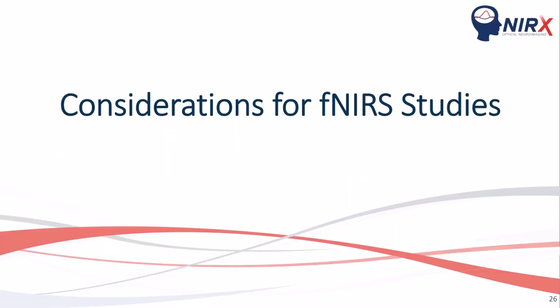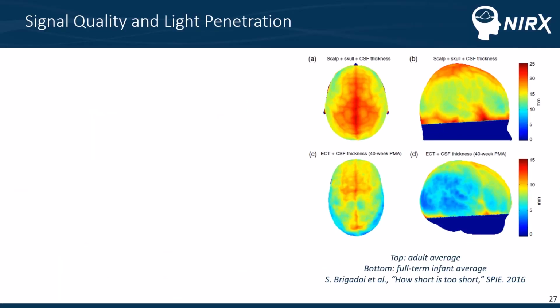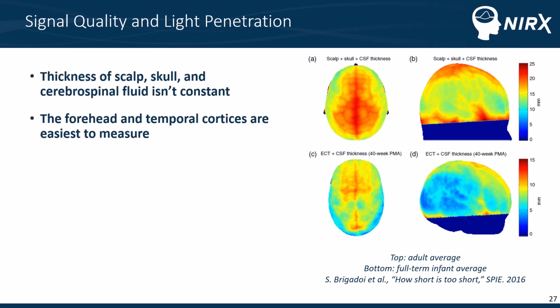Okay, considerations for fNIRS studies. Signal quality and light penetration. So we talked about signal to noise ratio, SNR, a little bit before, but to hammer down that point a little bit further. The thickness of scalp, skull, and cerebral spinal fluid is not constant throughout the head, and it's not constant throughout development. So over here on the right, we've got images of fMRI scans, and it's reflecting the thickness of scalp, skull, and cerebral spinal fluid on this color scale.